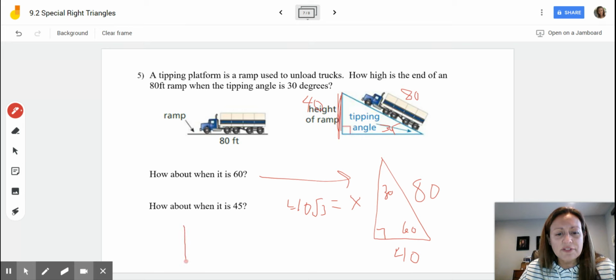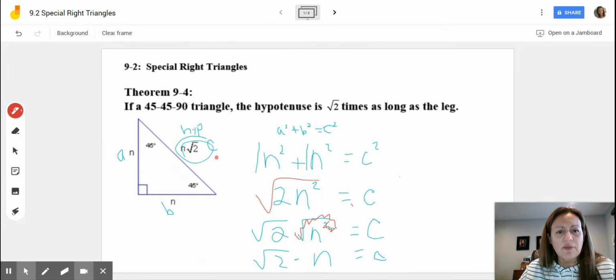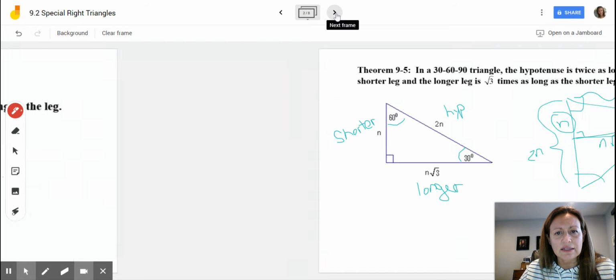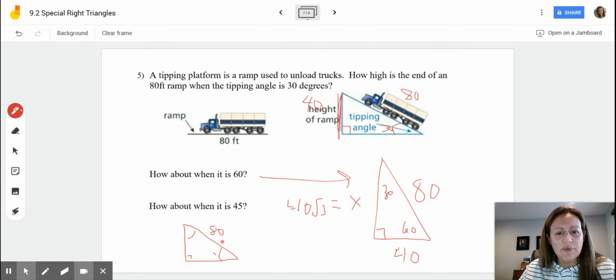If it were a 45-degree angle that it was lifted the ramp off the ground. So these are each 45, and that's your 90. If your ramp was still 80 feet long, how high would it be? Well, this is one we have not done before. You have to know that the relationship in a 45, 45, 90, the hypotenuse is radical 2 times the leg. But this is kind of backwards. We know the hypotenuse, and we want to get back to the leg.